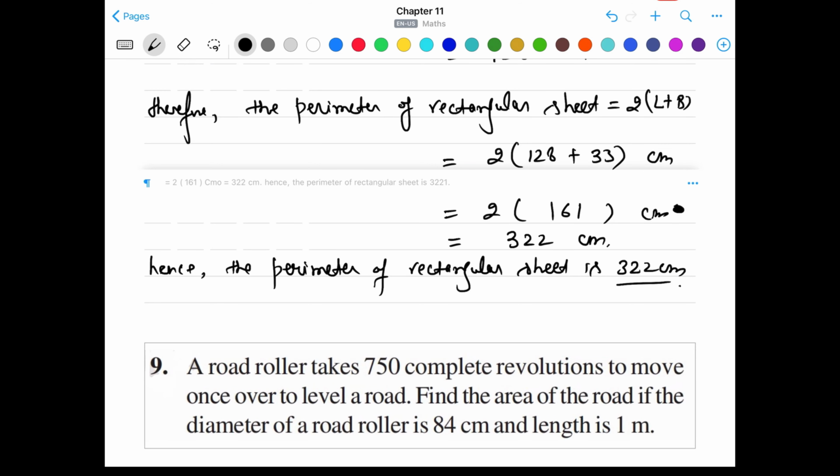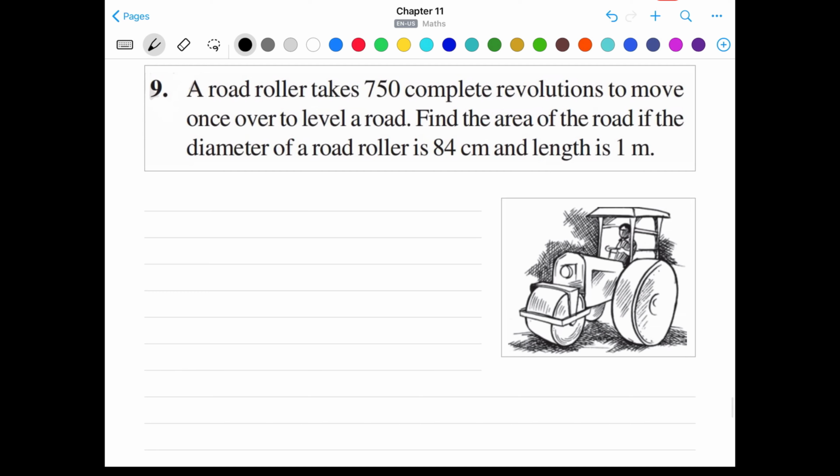Okay, now moving to the next question, question number 9, which is a very interesting question. It says a road roller takes 750 complete revolutions to move once over to level a road. All of you must have seen a road roller, whose figure is given here. It is a machine which generally has a cylindrical tank in front, which is used to level the road. So this machine is called a road roller.